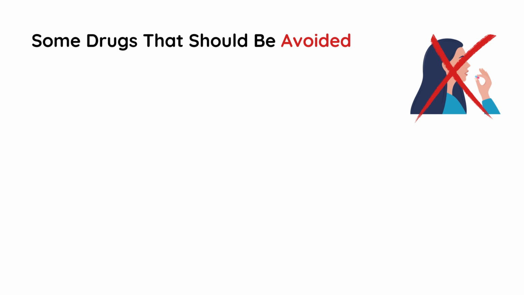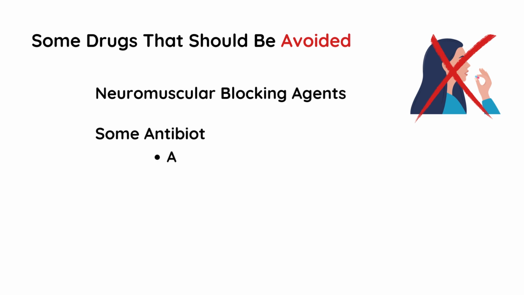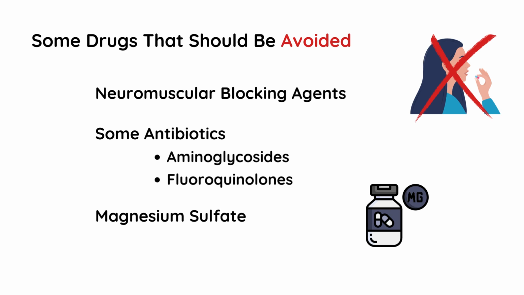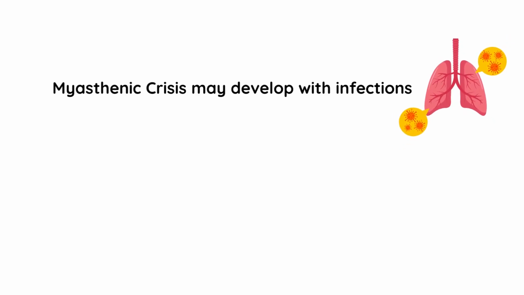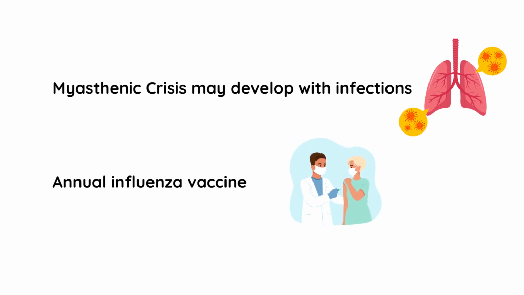There are some medications that should be avoided in myasthenia gravis as they exacerbate the risk. These drugs are neuromuscular blocking agents, antibiotics such as aminoglycosides and fluoroquinolones, magnesium sulfate, and penicillamine. A patient with generalized myasthenia gravis may develop a myasthenic crisis with infections. They should be vaccinated with an annual influenza vaccine.